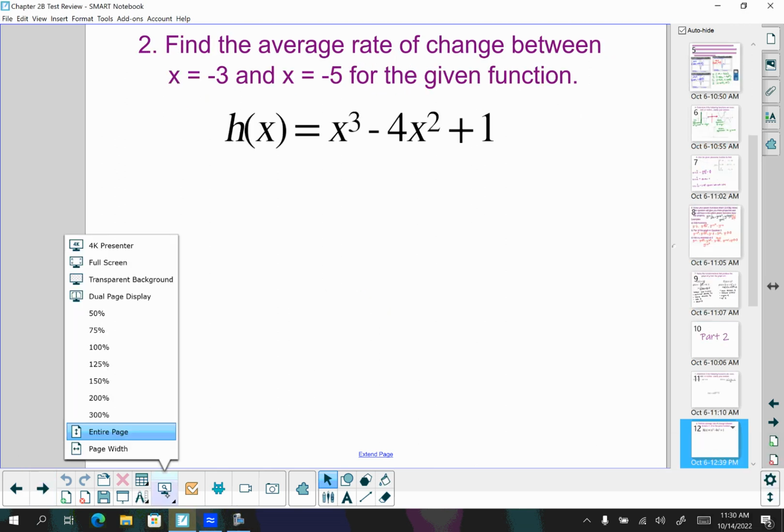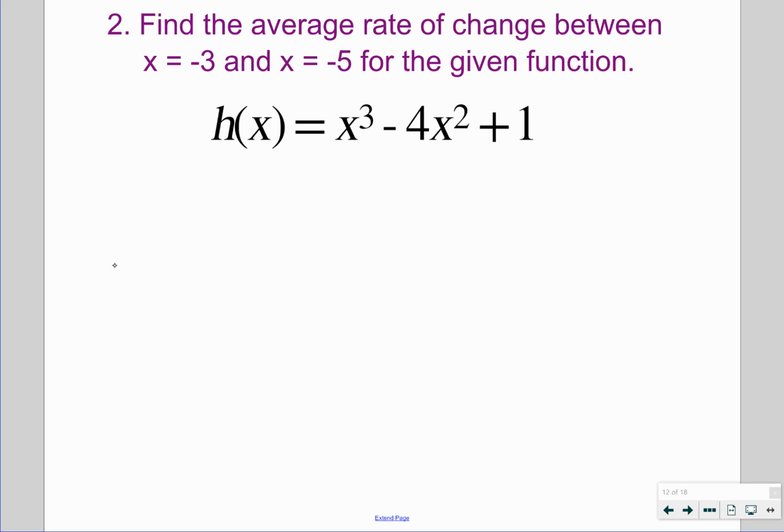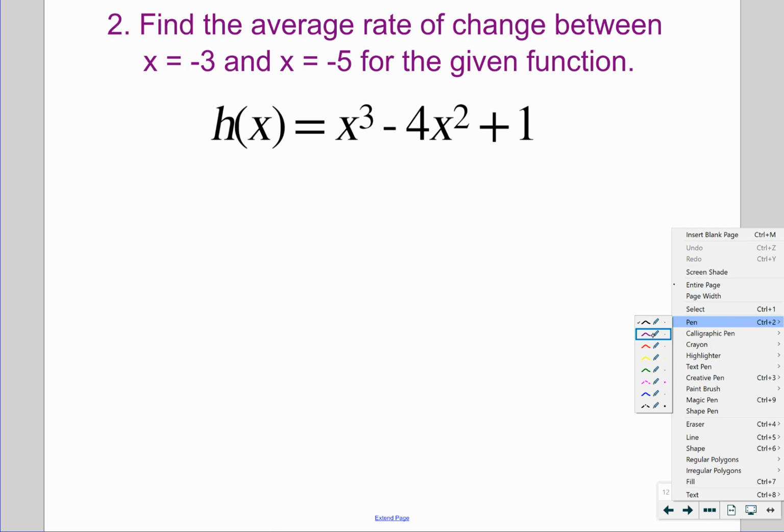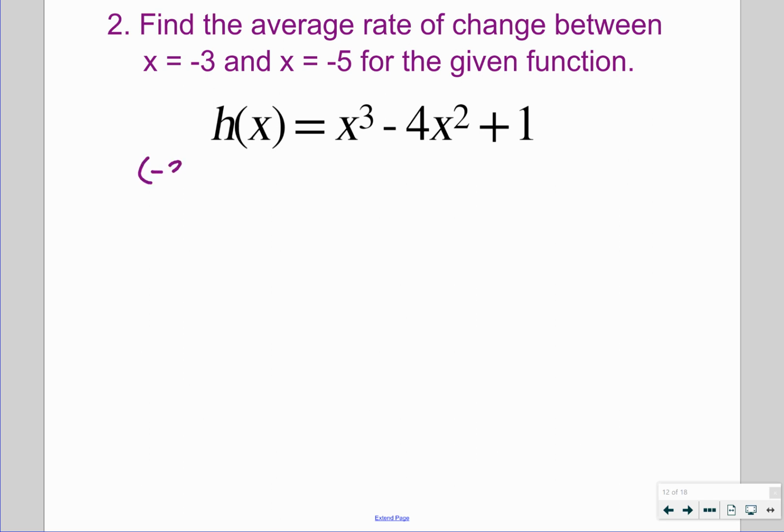All right, so we're going to start today with average rate of change. Average rate of change is a fancy word for what? Slope. So that's what we want to be thinking about here. You are given two x's, so we have -3 and -5. I can find the slope if I know the y's that go with them. So your first step is to plug these numbers into our function and get the y's that go with them.